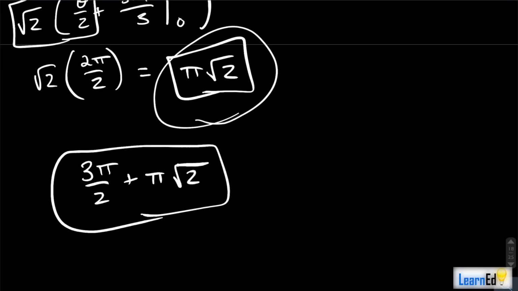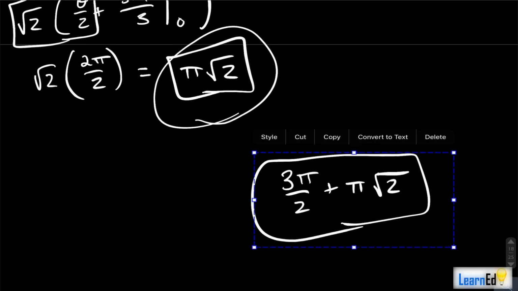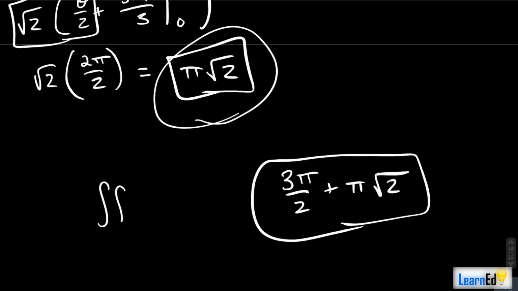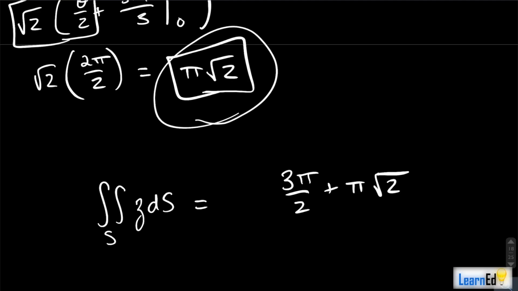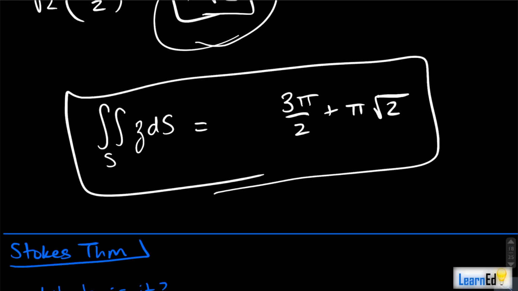Okay, so that is essentially what this integral equals. And you can even write that as the double integral of S z dS equals that, right? And you can go and write that. Okay, so that's our answer for that guy.